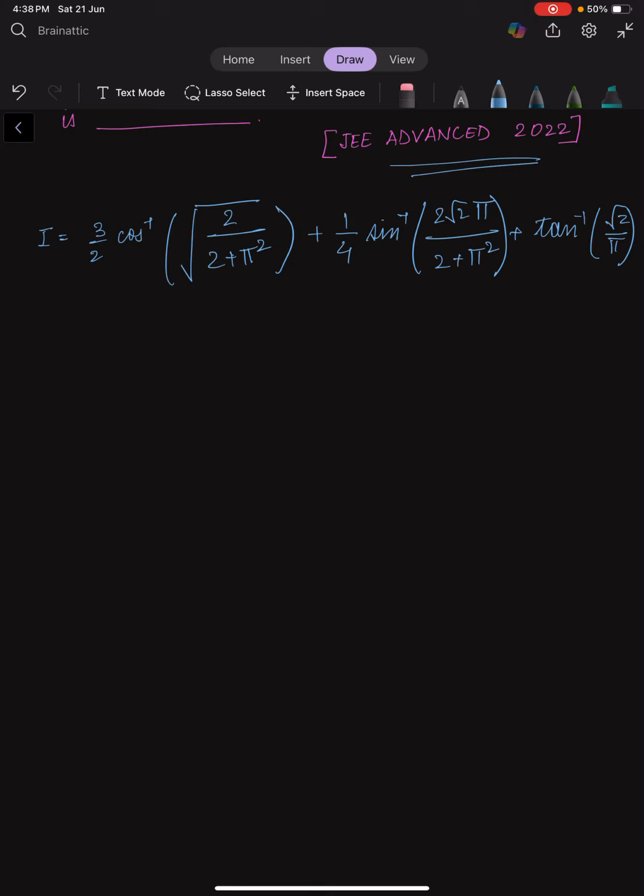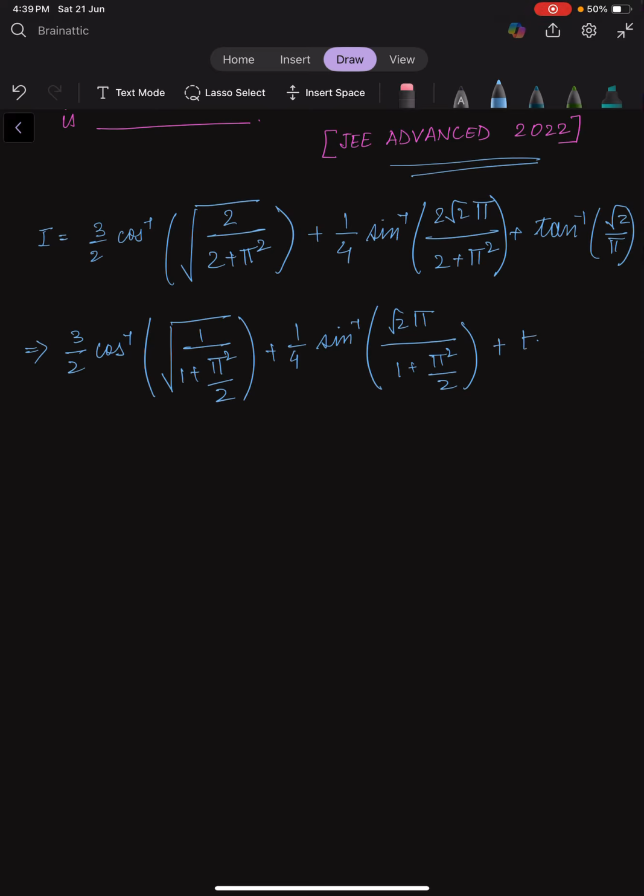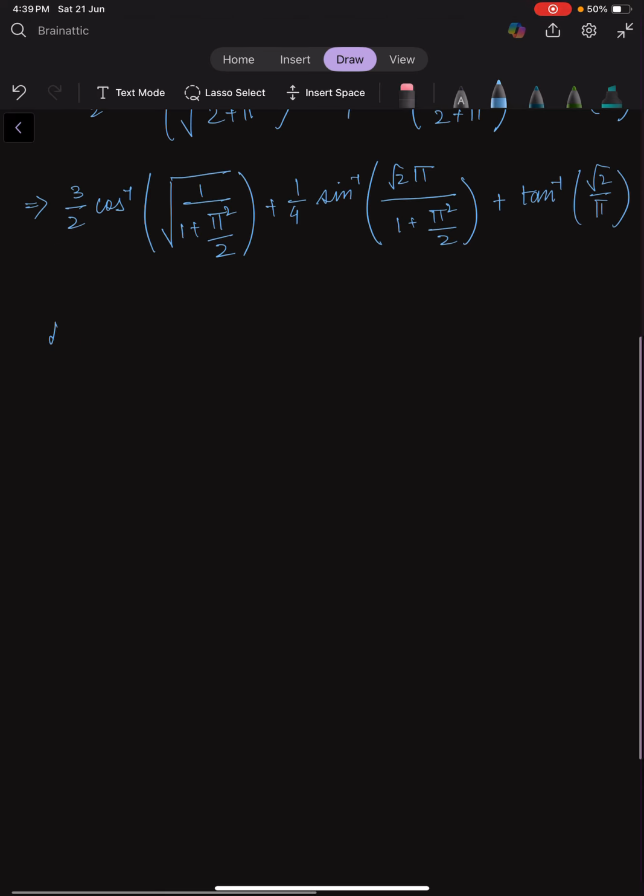So what we are going to do is write it in a more legitimate form, which is 3 by 2 cos inverse under root 1 by 1 plus pi square by 2, plus 1 by 4 sine inverse root 2 pi by 1 plus pi square by 2, plus tan inverse root 2 by pi. Now let us say that pi by root 2 is equal to tan theta. Now with this assumption, theta has its principal values belonging to the range pi by 4 to pi by 2.